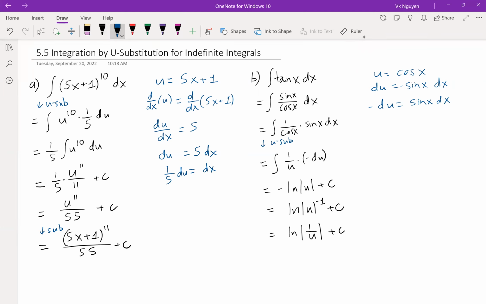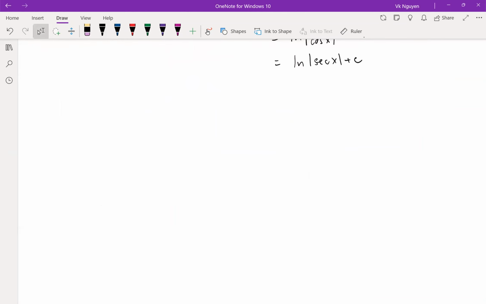Now we do the sub for u. We have ln absolute value 1 over cosine x plus c. 1 over cosine is secant. So ln absolute value of secant x plus c. Pretty nice, huh? Okay, let's move on to do a few more examples.